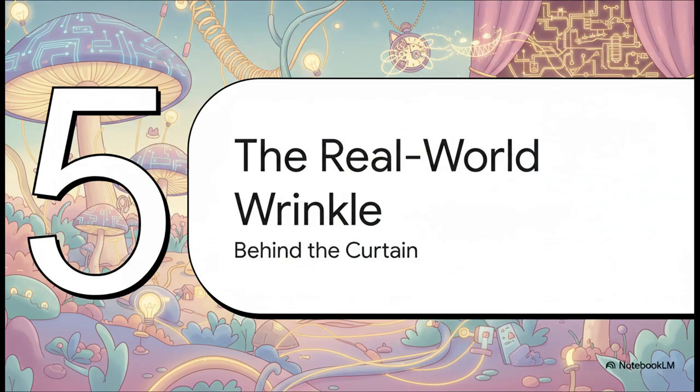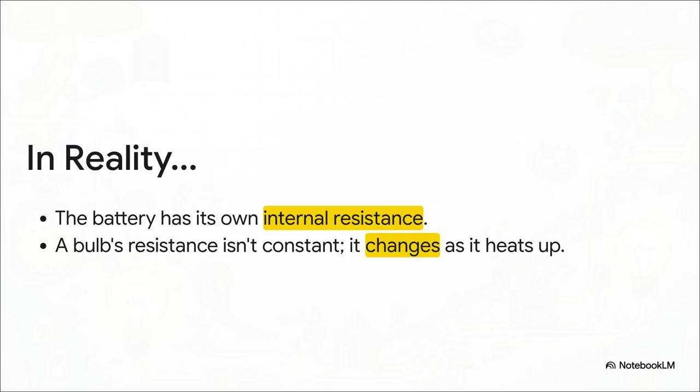Now, our model, using Ohm's law, has been awesome for figuring all this out. It's incredibly powerful. But it's important to remember that it's a simplified model. The real world always has a few extra wrinkles. Just for fun, here are a couple of those wrinkles. For one, the battery itself isn't perfect. It has its own tiny bit of internal resistance. And what's really interesting is that a light bulb's resistance isn't actually a fixed number. As that little filament gets super hot and glows, its resistance actually goes up. But even with these little details, our simple model does a fantastic job of explaining what's going on.